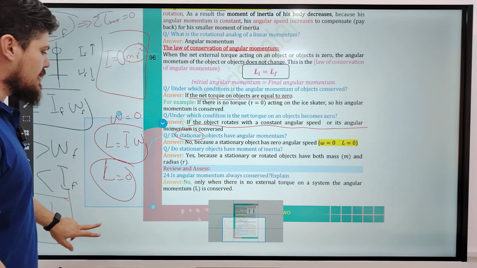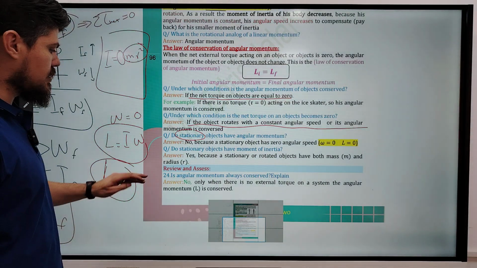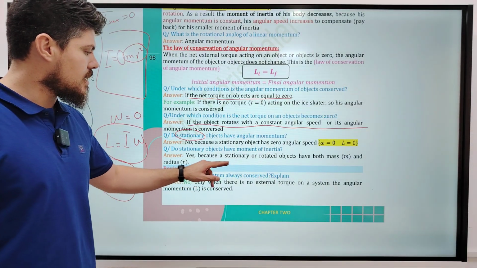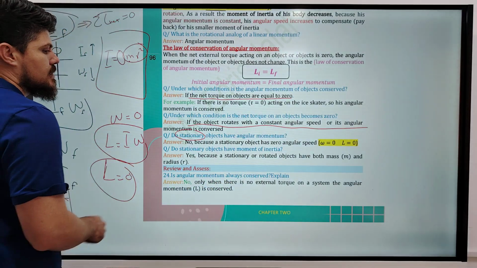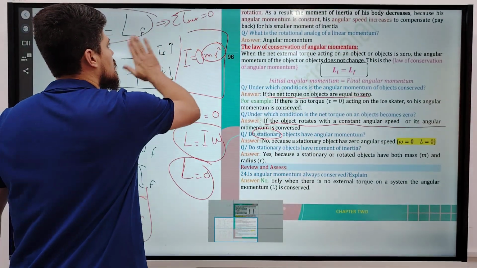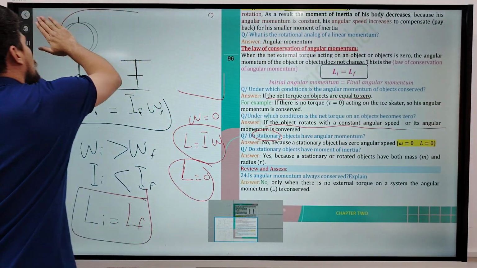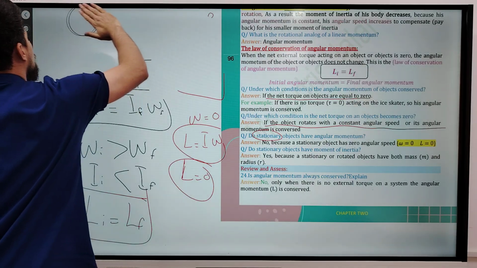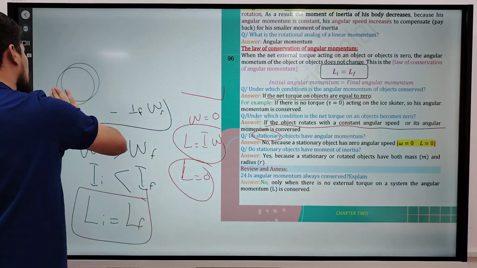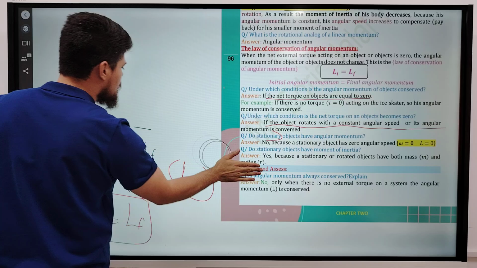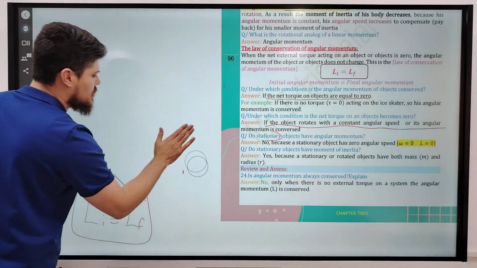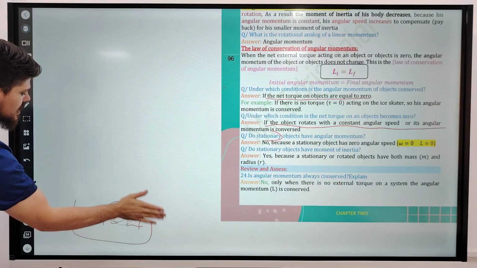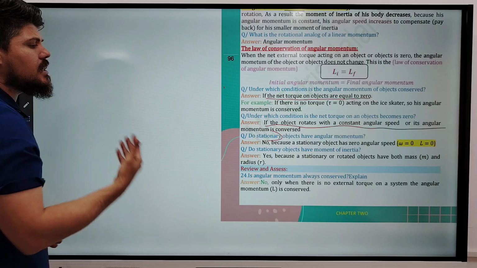Question 24 from the chapter review. Look at this question. Is angular momentum always conserved? This is a very good question, guys. Listen carefully. Is the angular momentum always conserved? Absolutely no. The angular momentum is not conserved, even for the ice skater, if there is a net torque acting on the ice skater.